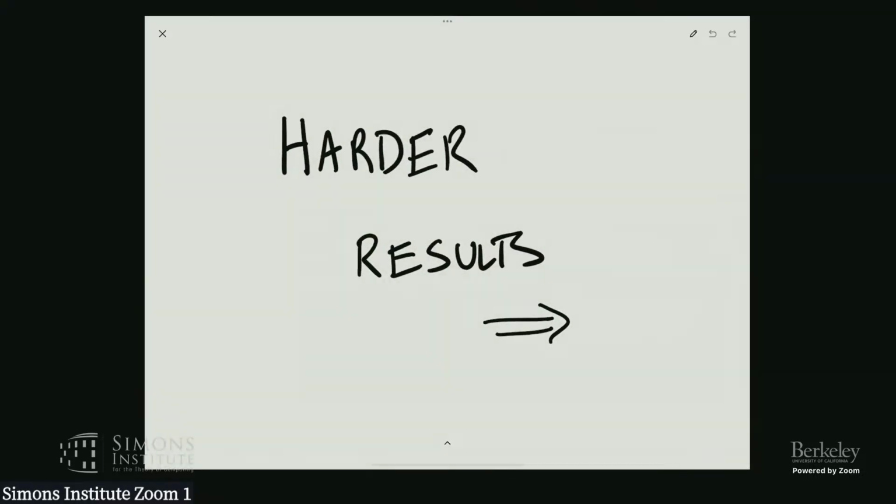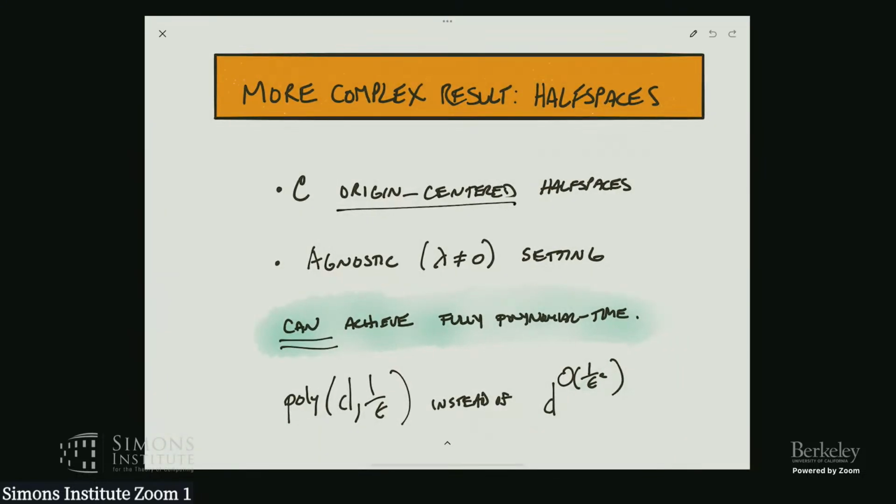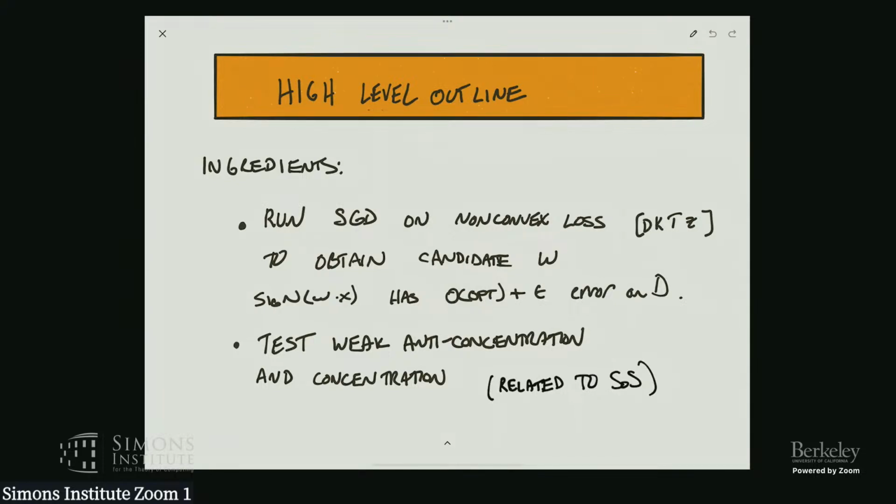Okay, so I have 5 minutes left. I will briefly tell you about some harder results. These are kind of the easier results. Again, we'll go back to half spaces, but I'm going to assume that we're looking at origin-centered half spaces, and instead of coming up with algorithms that run in time d to the order 1 over epsilon squared, I actually want fully polynomial time algorithms, polynomial in d and 1 over epsilon. And it turns out we can achieve these, at the price of paying, instead of lambda plus epsilon, order lambda plus epsilon.